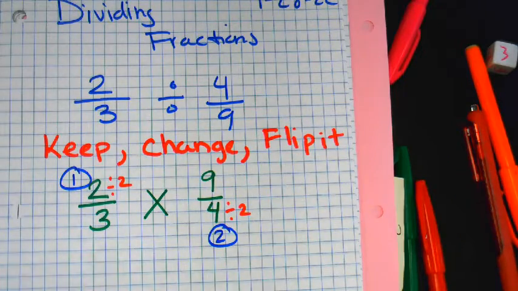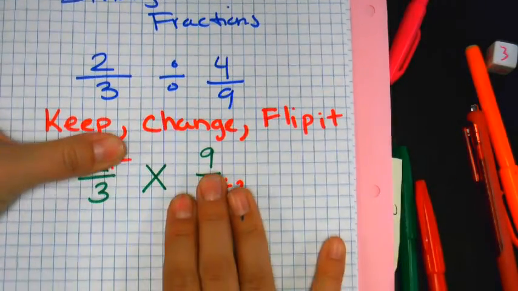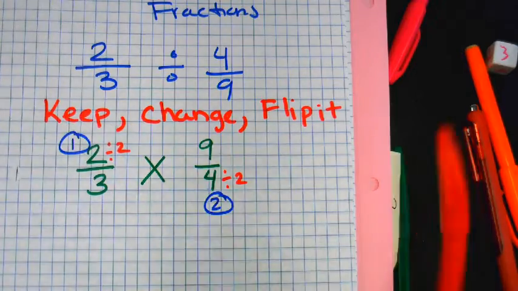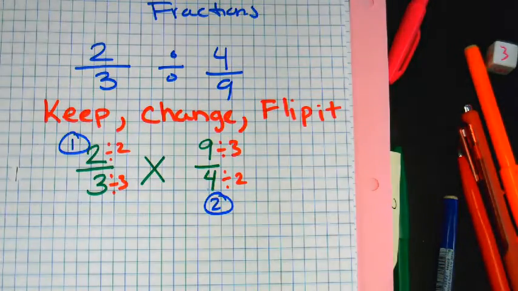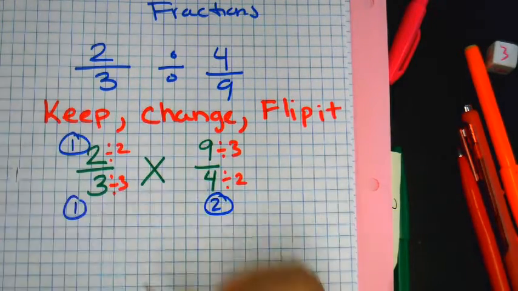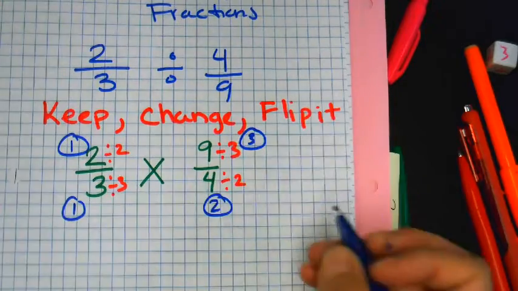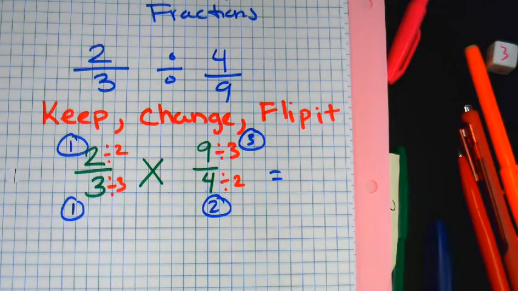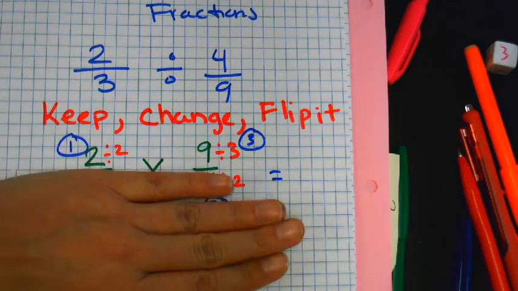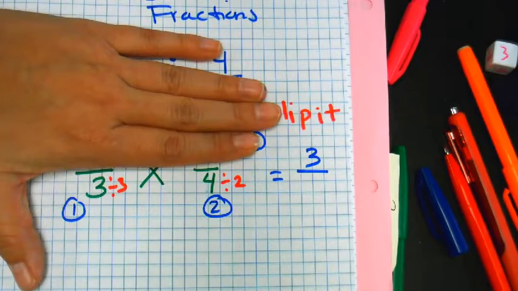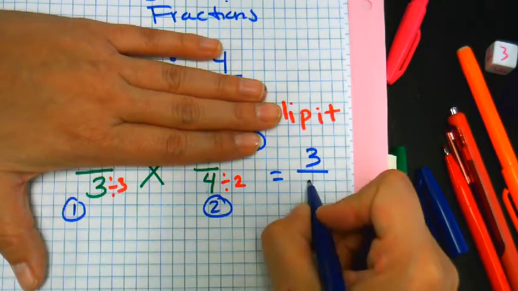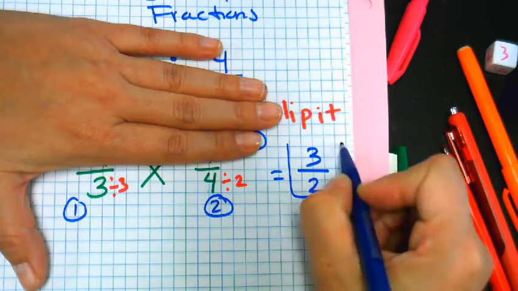Now check your other corners. What can I divide 3 and 9 by? 3. All right, do it before I do it. Divide by 3. 3 divided by 3? 1. 9 divided by 3? 3. All right, now we're going to multiply on the top. What two numbers do we multiply on the top? 1 and 3. On the bottom, 1 times 2 gives you 2, and we're just going to leave it like that.